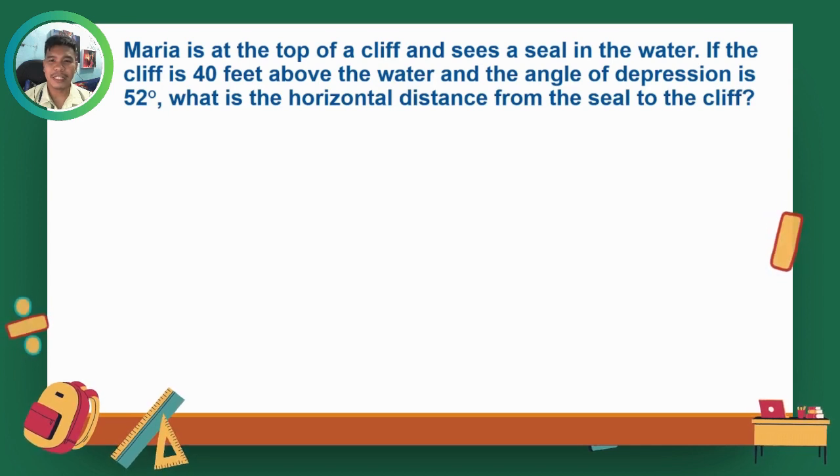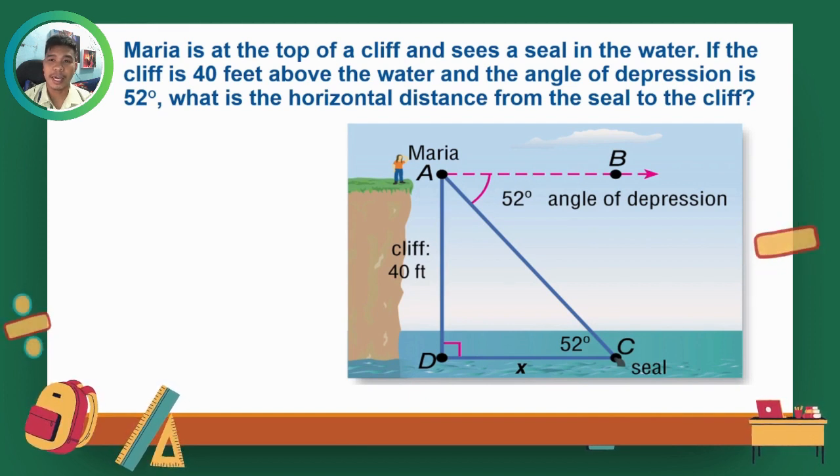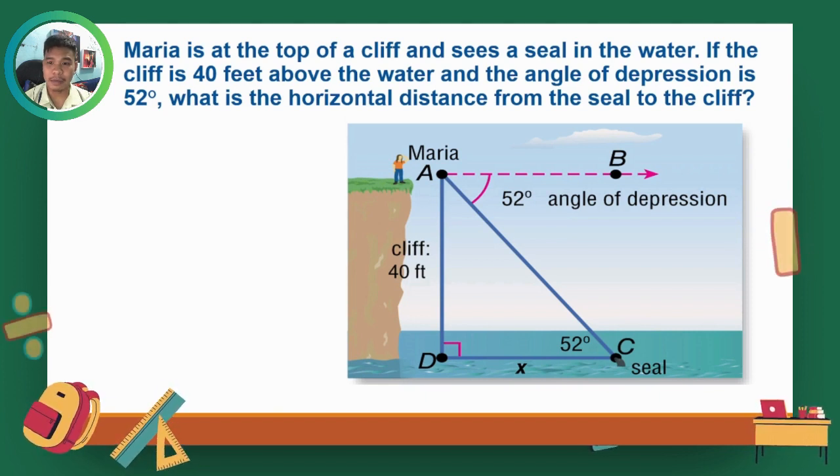Maria is at the top of a cliff and sees a seal in the water. If the cliff is 40 feet above the water and the angle of depression is 52 degrees, what is the horizontal distance from the seal to the cliff? First, let us illustrate the problem. As you can see, Maria is at the top of a cliff, and the line of sight is the pink broken line, or the line AB. As you can see, the 52 degrees angle of depression is below the line of sight.